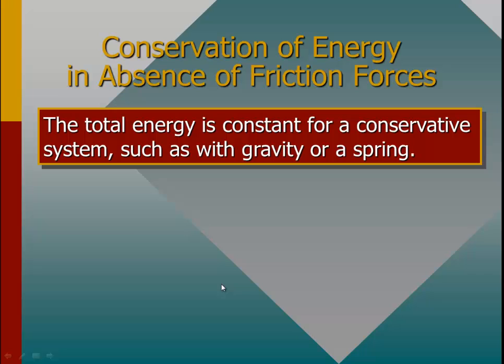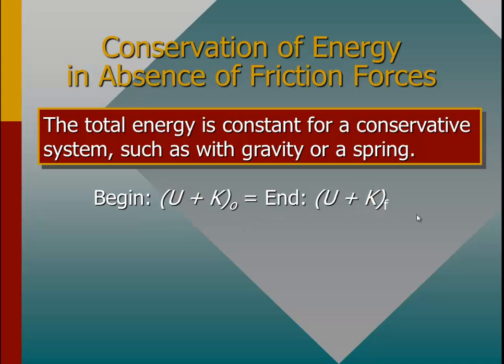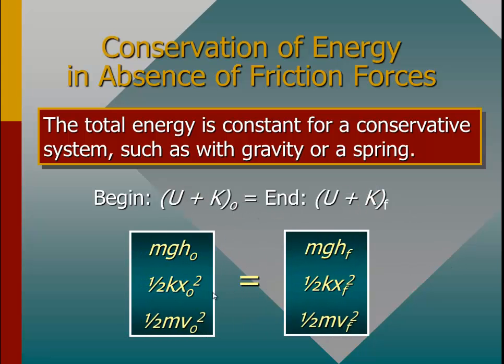Conservation of energy in absence of friction forces. The total energy is constant for a conservative system, such as with gravity or a spring. So whatever you have at the beginning, you shall have at the end. So this is for gravitational potential energy, and this is the spring's potential energy, and then this is the kinetic energy at the bottom. So we're going to use some combination of these: height, spring, and velocity.